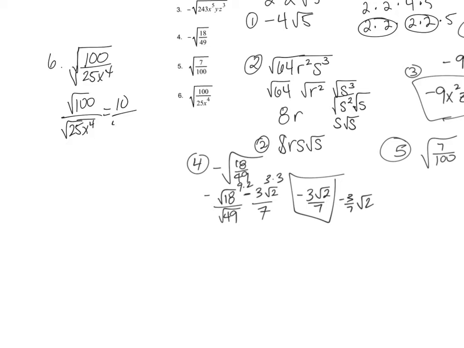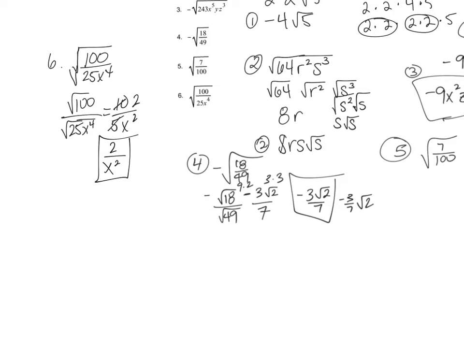And the square root of 25 is 5. And the square root of x to the 4th is x squared. And I can simplify this a little bit. 5 goes into 10 2 times, so I end up with 2 divided by x squared. Now remember that we have some rules that we can't have the square root in the denominator.